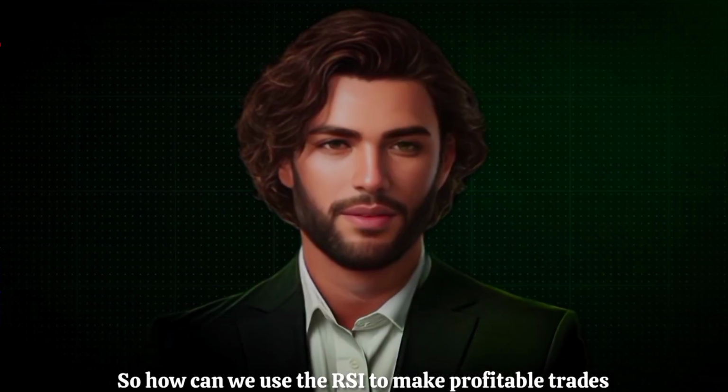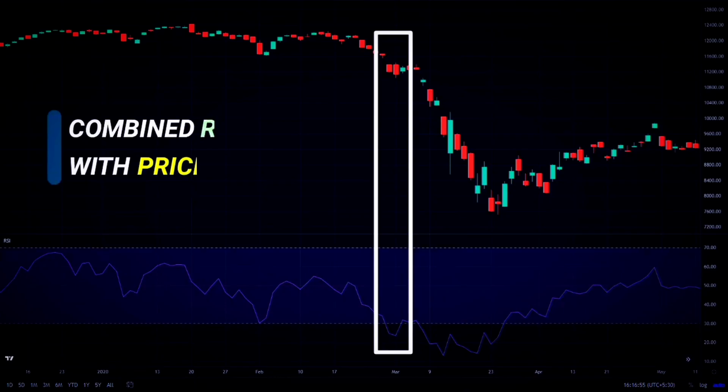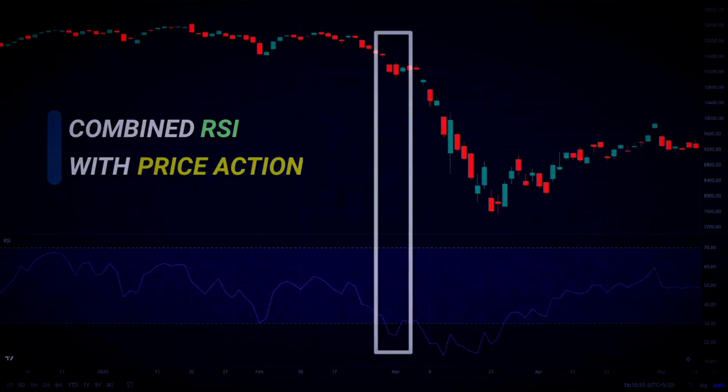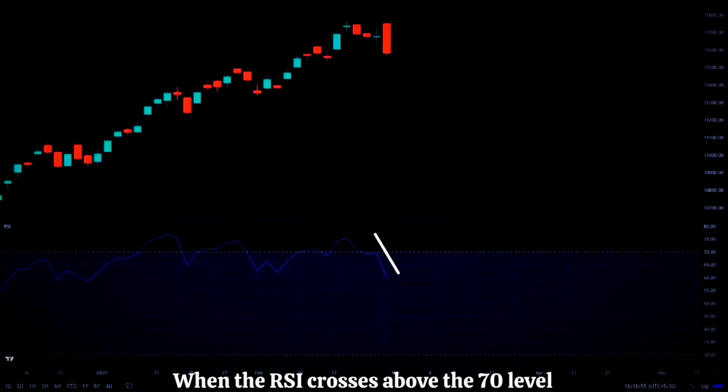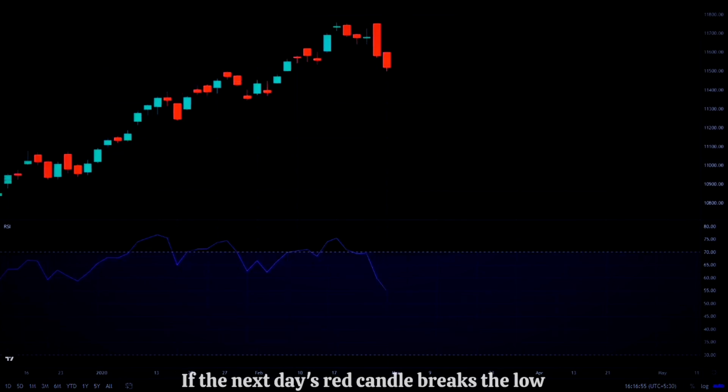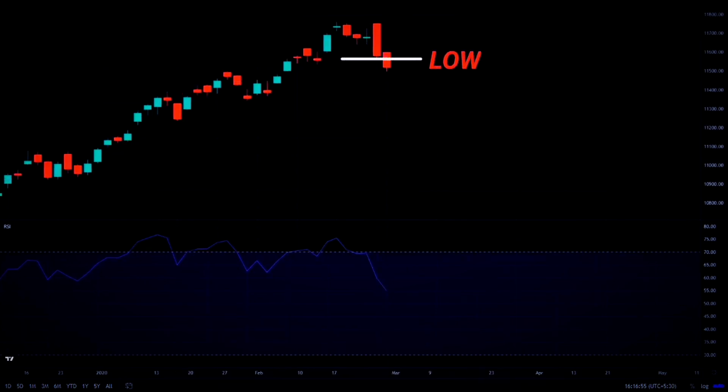So how can we use the RSI to make profitable trades? The best way is to combine the RSI with price action. When the RSI crosses above the 70 level and then falls, it often forms a red candle. If the next day's red candle breaks the low of the previous candle, you can sell here.